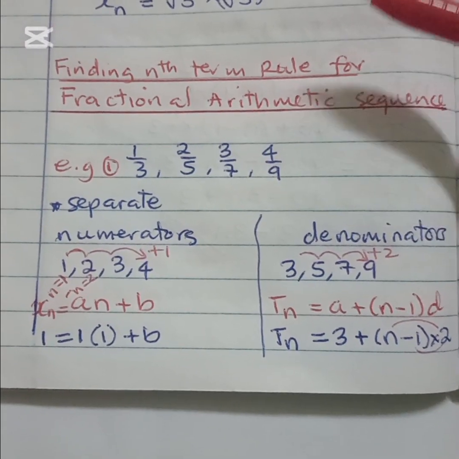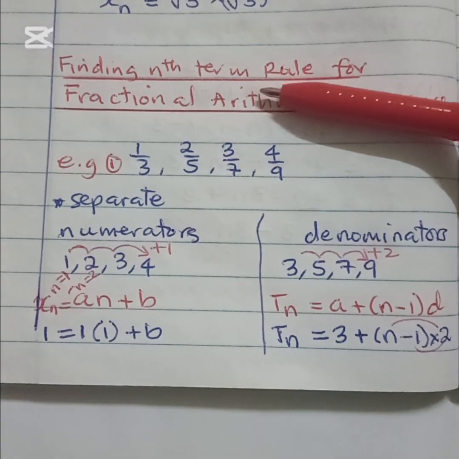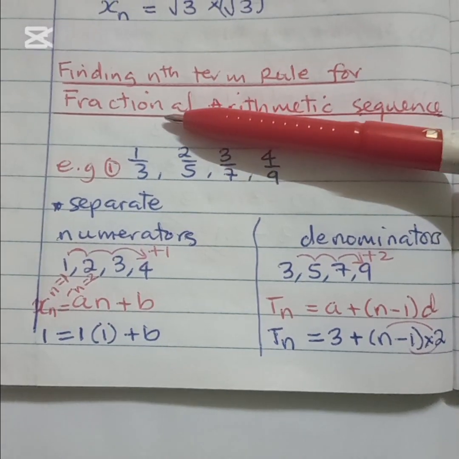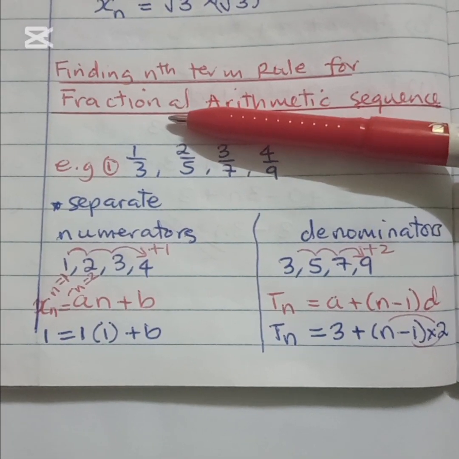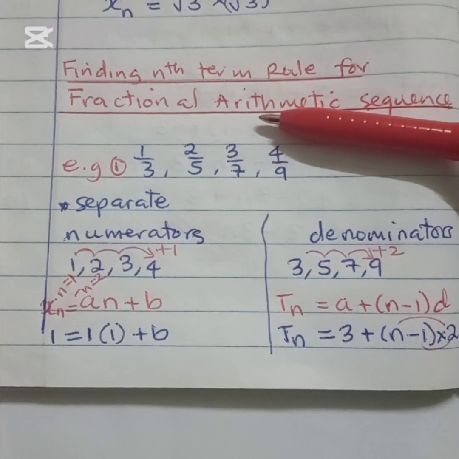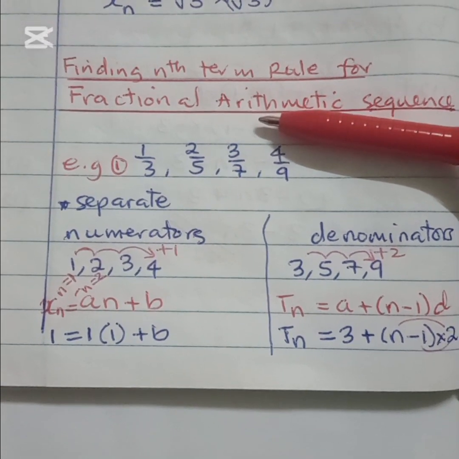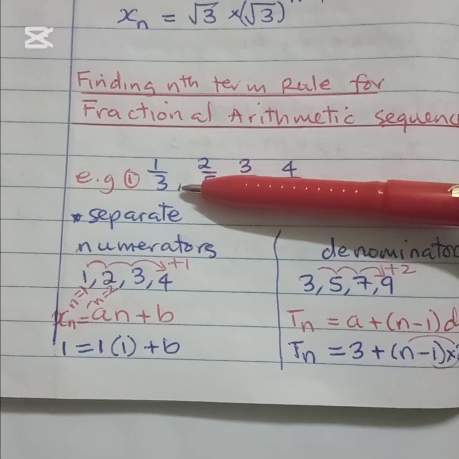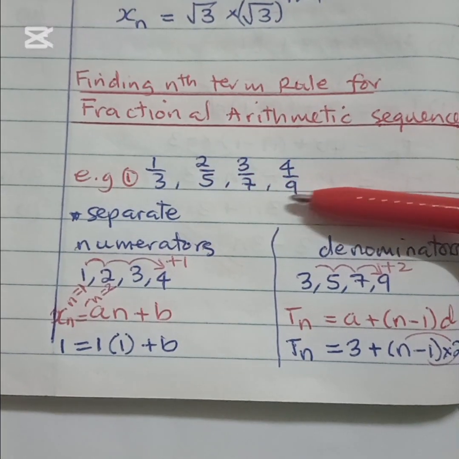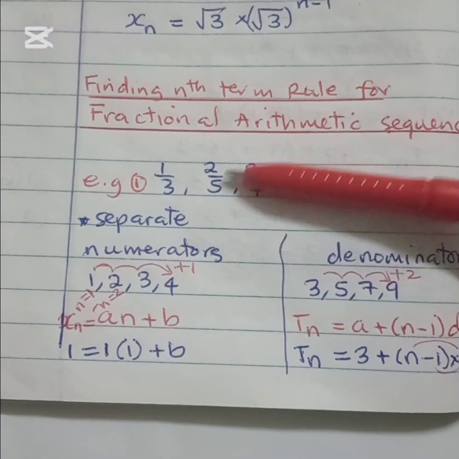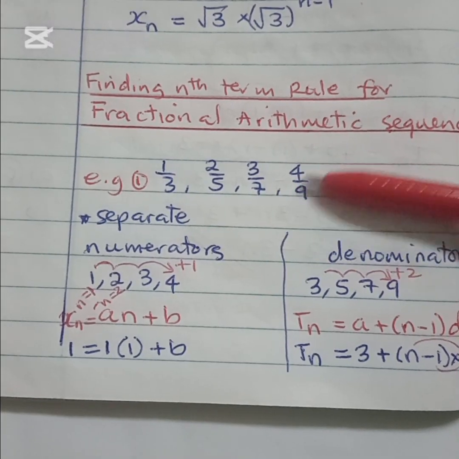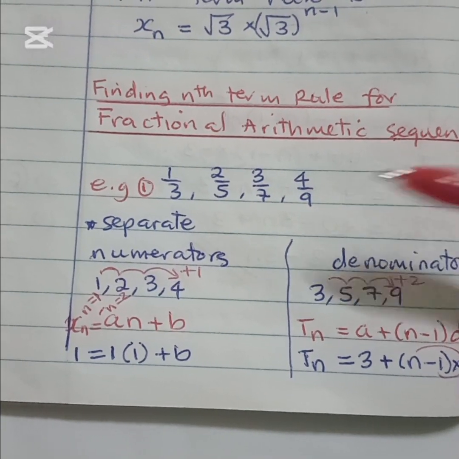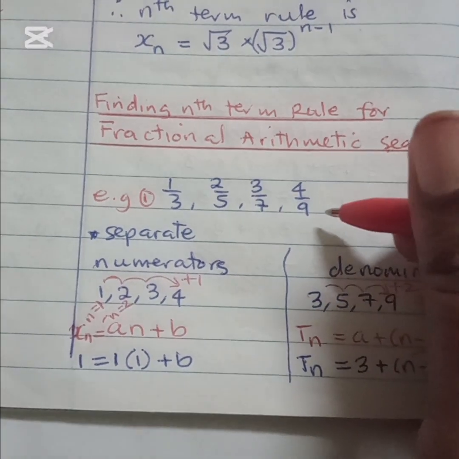In this video, we are going to find the nth term of a sequence that is fractional and arithmetic in nature. Here's the first example. We have this sequence made up of fractions 1/3, 2/5, 3/7, 4/9, etc.